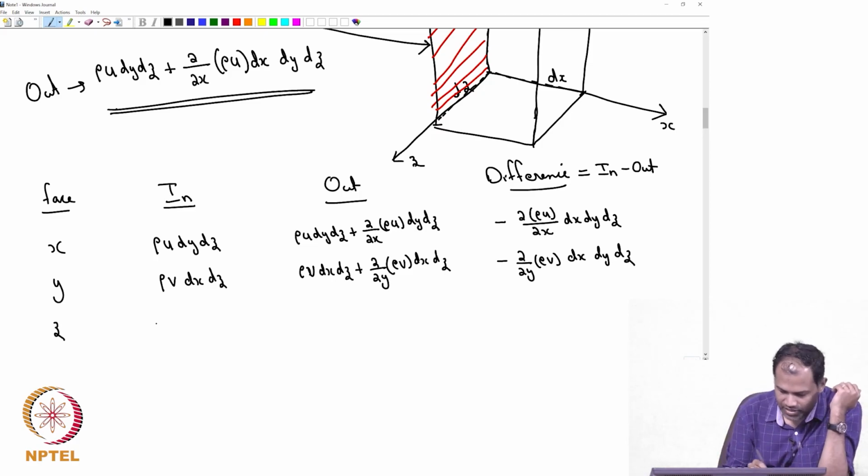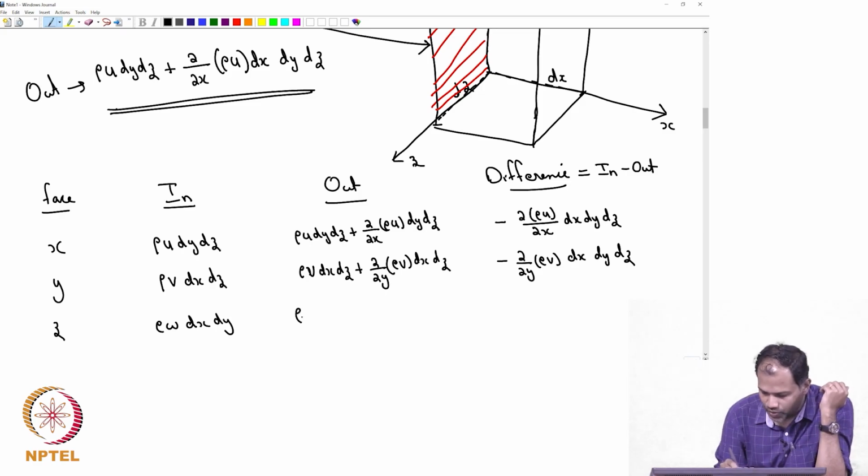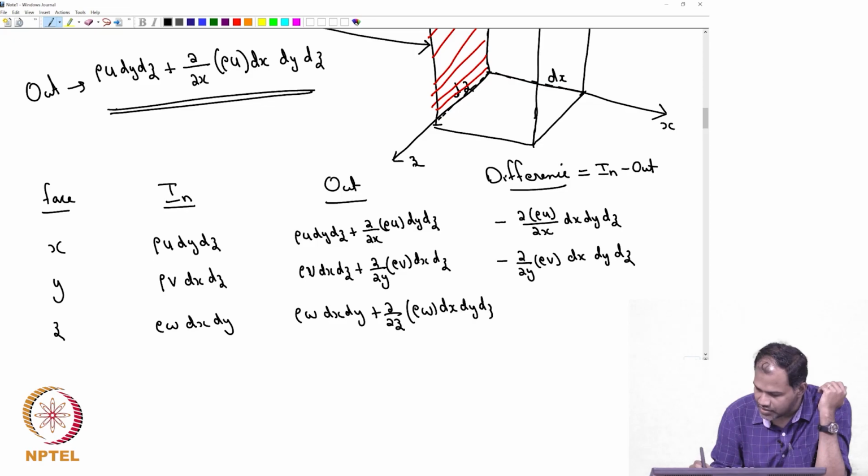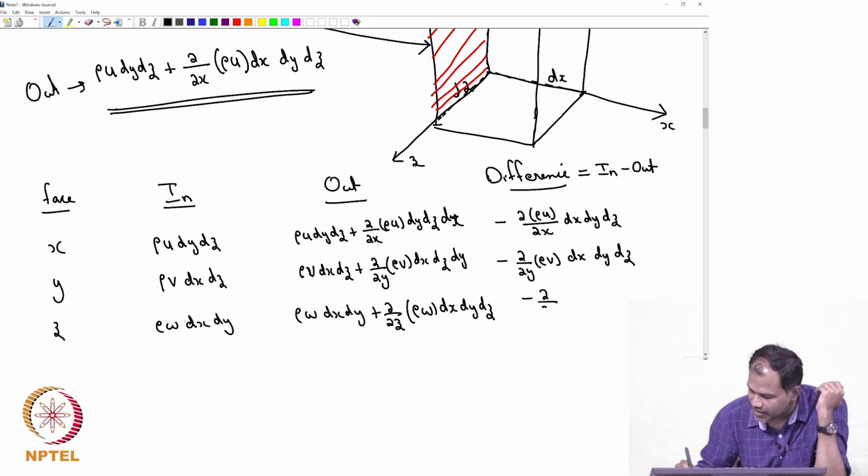Similarly, in the z direction it is going to be rho w dx dy, and out is rho w dx dy plus del by del z of rho w times dz times dx dy. Oh, I missed something earlier: this should be dy, because it is del by del y of rho v times dy times dx dz. And therefore, the difference is minus del by del z of rho w times dx dy dz.